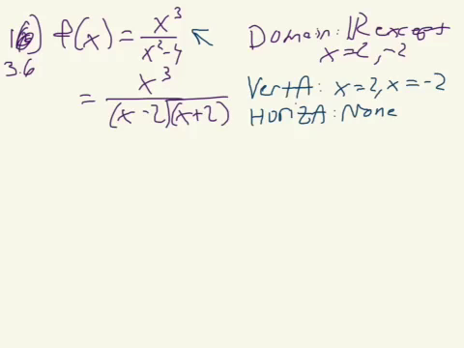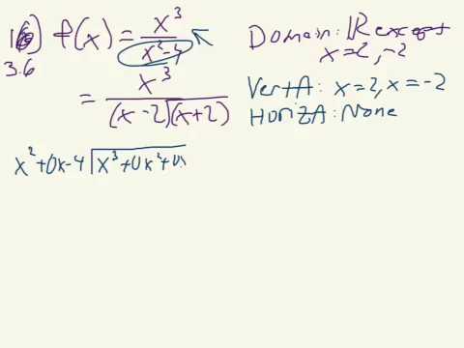And what does that mean? That means we have to do division. We get to do division. You could do synthetic or long. If I were to do long, I would do x squared plus 0x minus 4, which is this, but with a 0x placeholder. And I'd put x cubed plus 0x squared plus 0x plus 0 here.